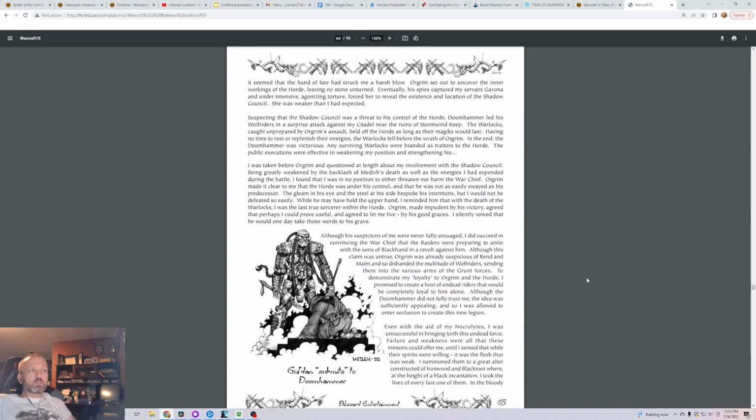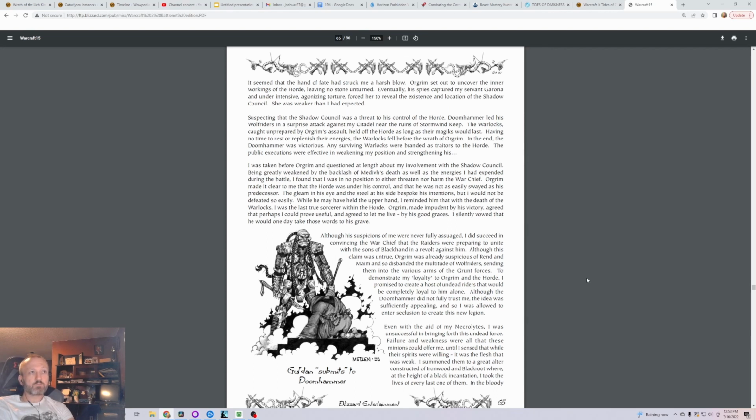Orgrim set out to uncover the inner workings of the Horde, leaving no stone unturned. Eventually, his spies captured my servant Garona and, under intensive, agonizing torture, forced her to reveal the existence and location of the Shadow Council. She was weaker than I had expected. Suspecting that the Shadow Council was a threat to his control of the Horde, Doomhammer led his Wolf Riders in a surprise attack against my citadel near the ruins of Stormwind Keep.